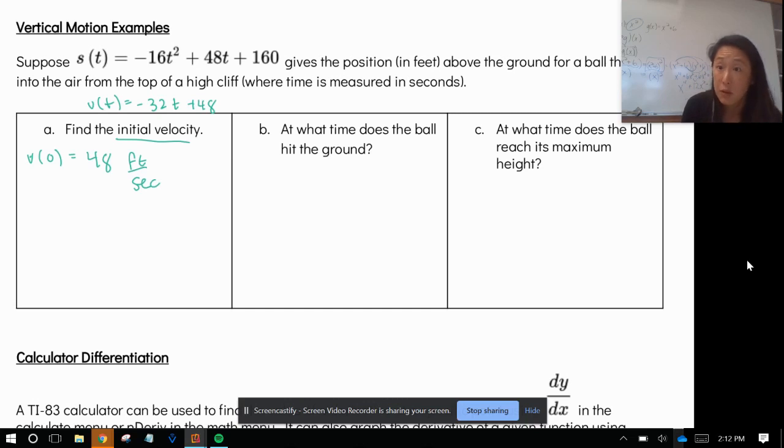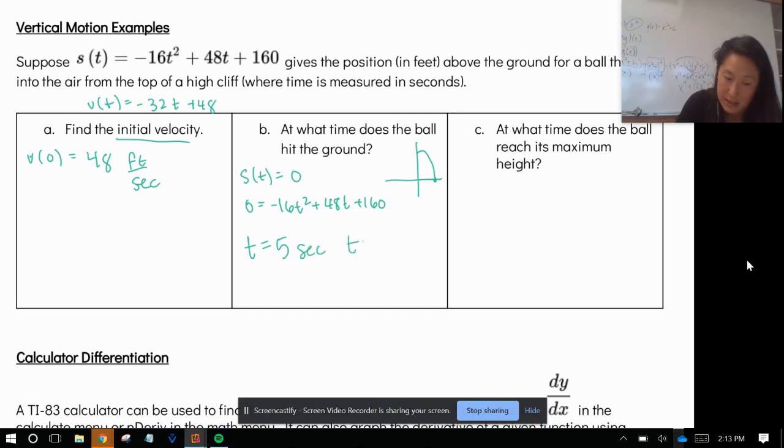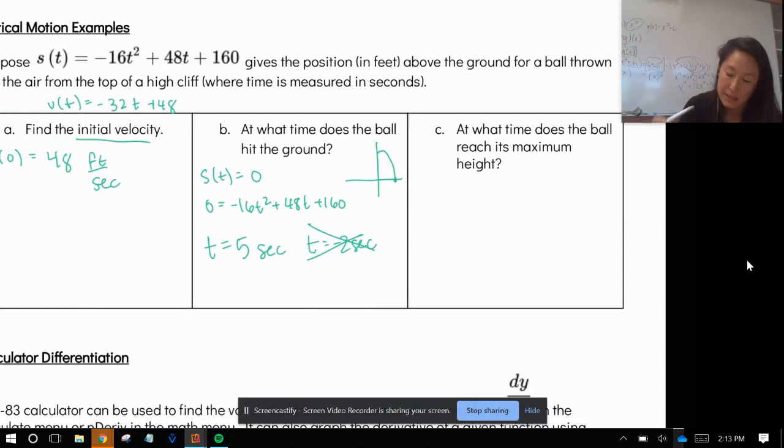Okay, when does the ball hit the ground? The ball hits the ground when the position is equal to zero. So like, you know, ball hits the ground, the position is going to be at zero. So I have zero is equal to negative 16t squared plus 48t plus 160. I use my calculator, even though you could do this one, and t is equal to 5 seconds, and t is equal to negative 2 seconds. Negative 2 is not in our domain, so we go ahead and just use our answer at 5.